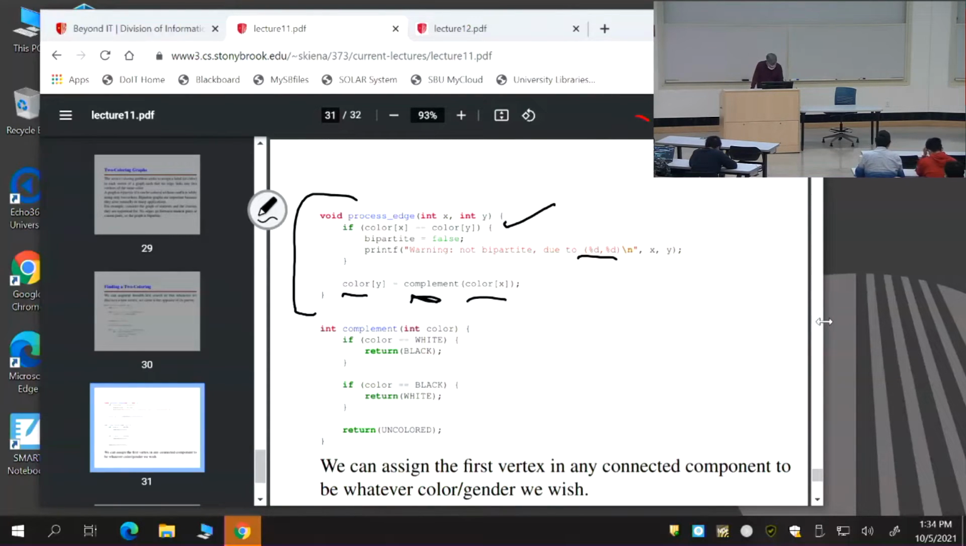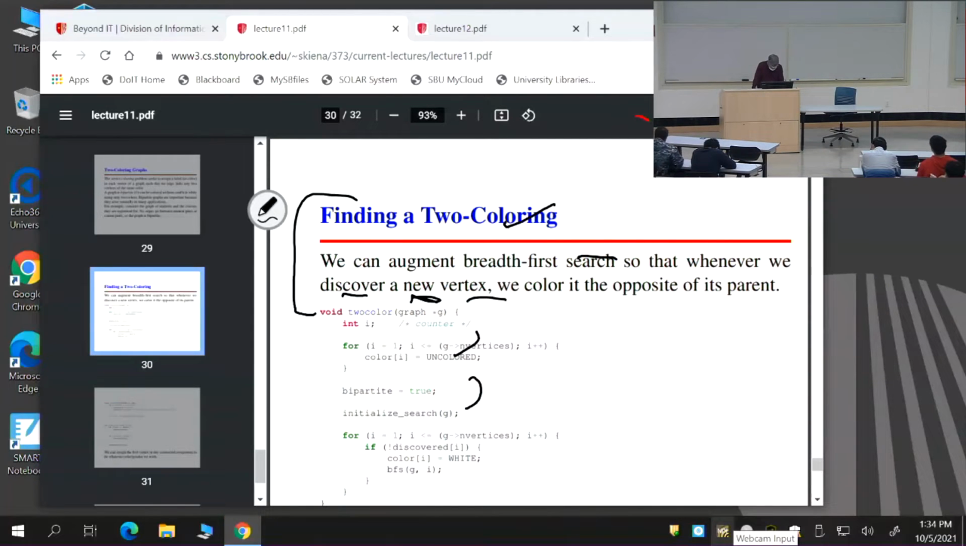What is the complement? Well, if the color is white, return black. If the color is black, return white. Any questions? So this loop is going to go through and color each connected component. This should look a lot like the connected component algorithm, right? For each vertex, if it hasn't been discovered, it's a new component. Let's color it. I'll arbitrarily decide the first vertex is white, and then color it through. Any questions about that?